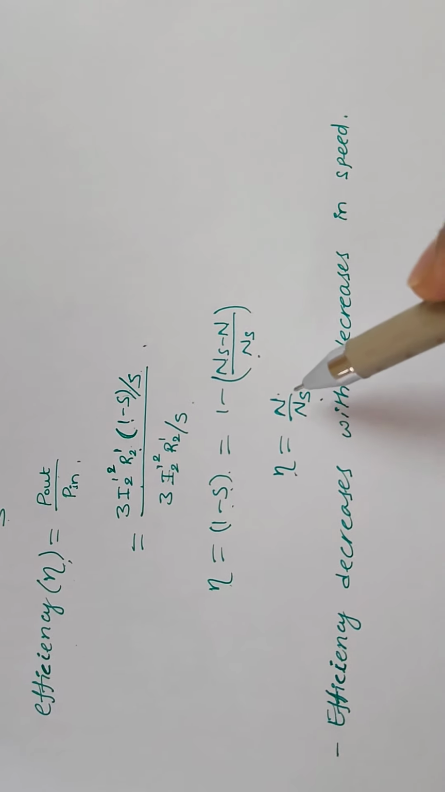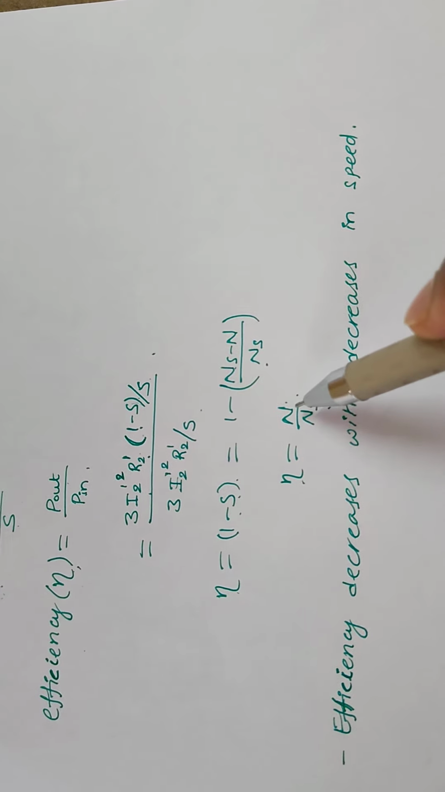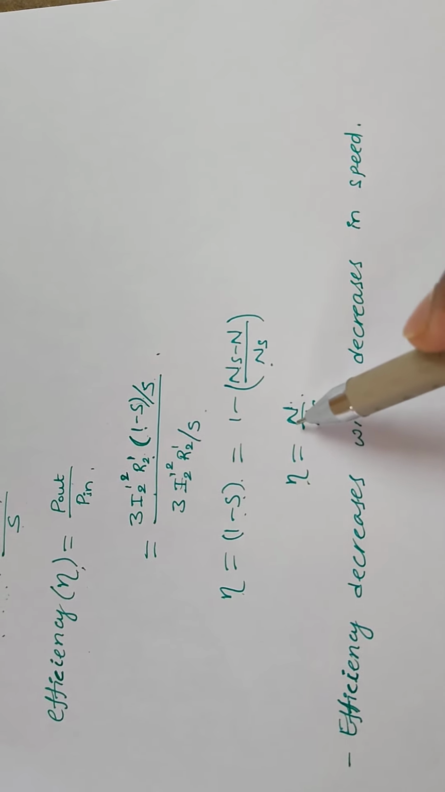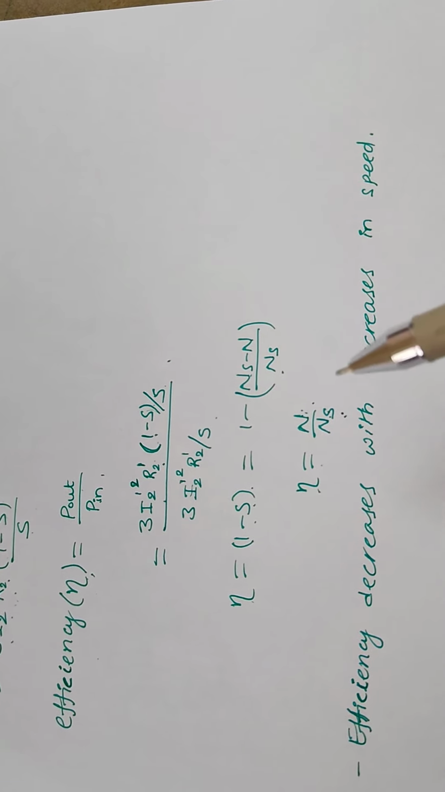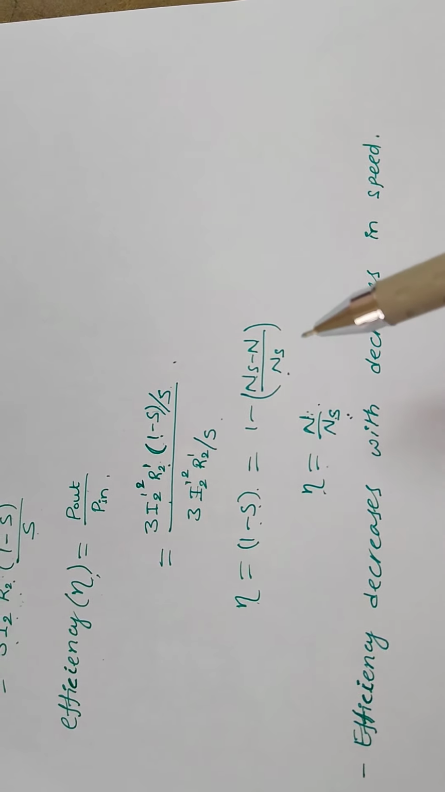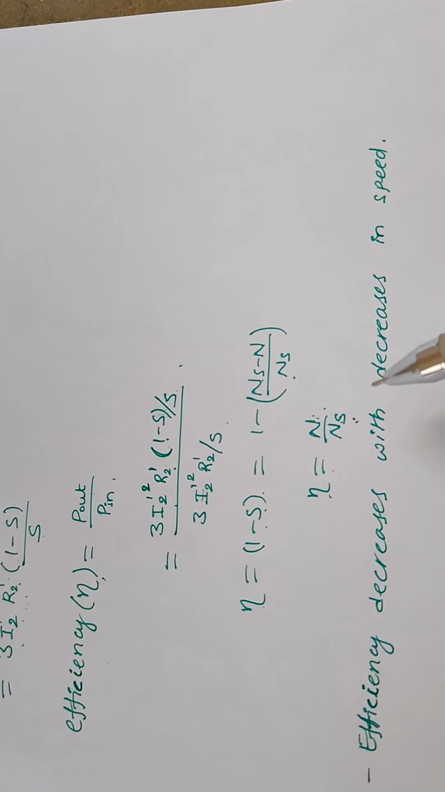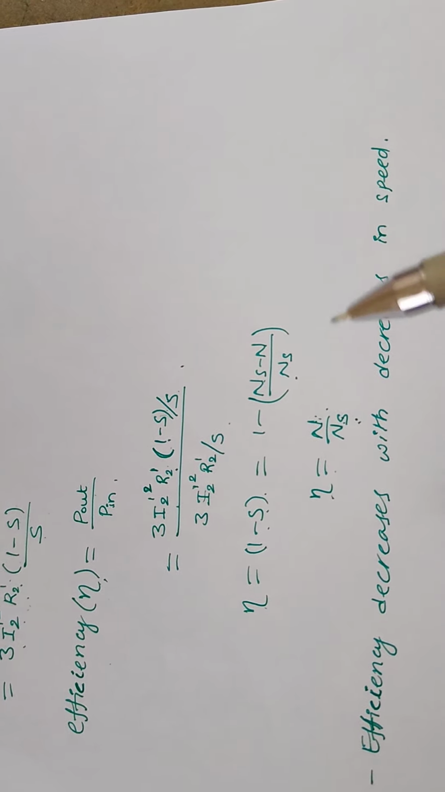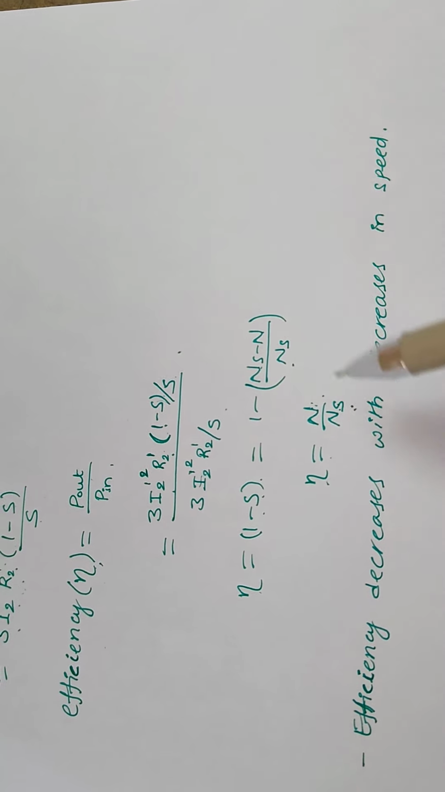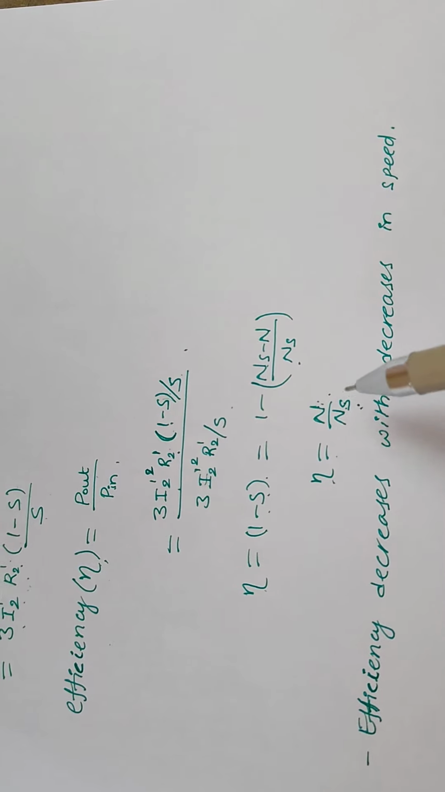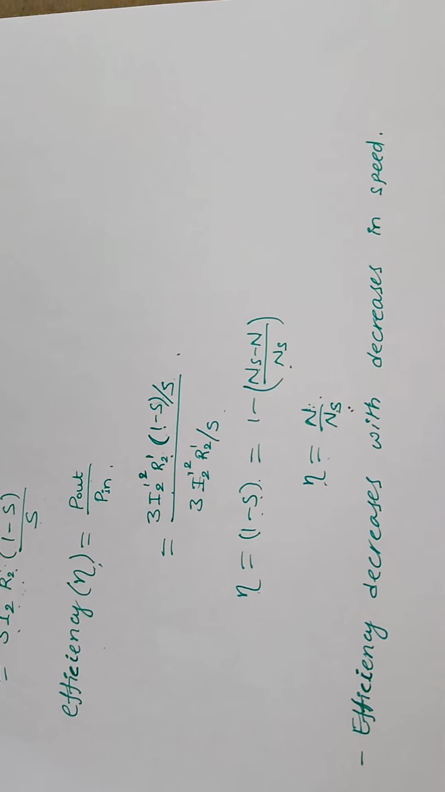Here if you see, efficiency will decrease with decrease in speed. As your speed is near the synchronous speed, your efficiency will be 100%. We should run the motor near the synchronous speed, then only we can get the maximum efficiency. If you reduce the speed, your efficiency will come down. So we always try to run the motor near the synchronous speed, then it will maintain good efficiency.